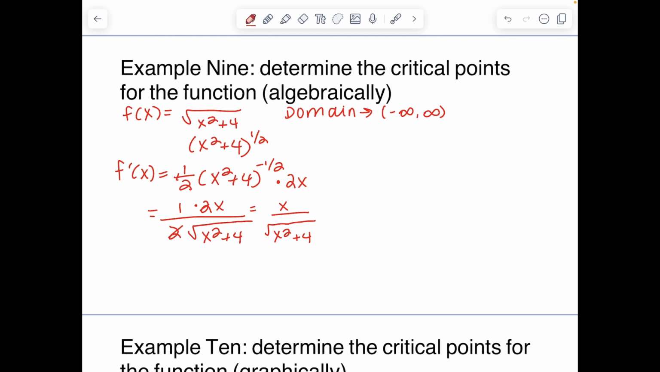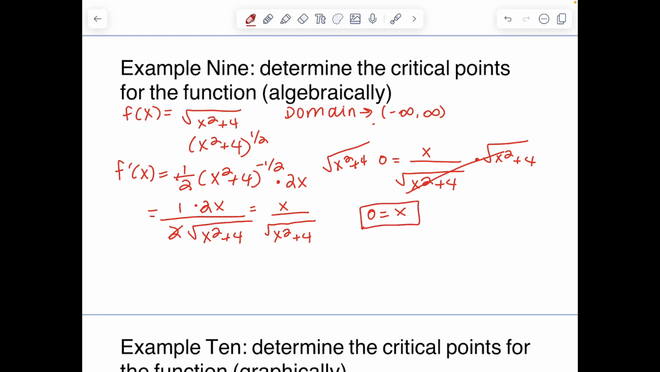So then we'll go to our second method, and we always have to test out both of them. It's not like you can stop if one of them works. But I'll set this equal to 0. And then I'll multiply by the square root of x squared plus 4 on both sides. That cancels out. This on the left side ends up equaling 0. And so then I get my critical point is 0 equals x. So that one is easy peasy. It doesn't look easy, but you totally knew how to do it.